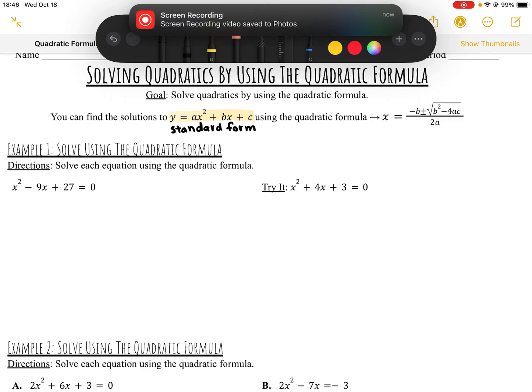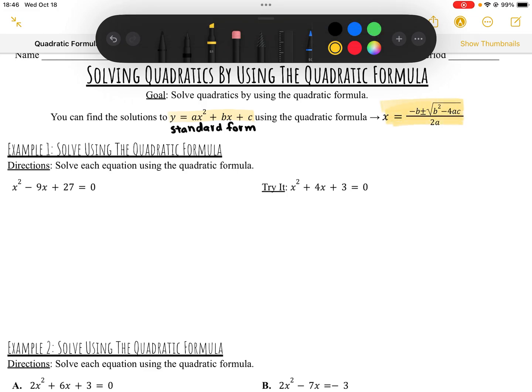The quadratic formula is x equals negative b plus or minus the square root of b squared minus 4ac, all over 2a. So the first thing we're going to want to do whenever we use the quadratic formula is to identify a, b, and c. So we have to make sure it's in standard form first, then identify a, b, and c, put them into the formula to solve for our solutions.